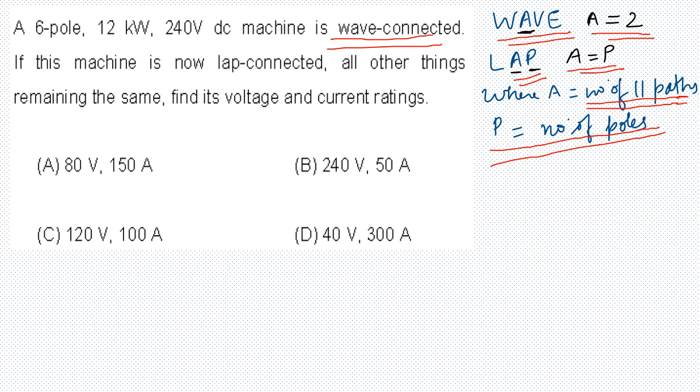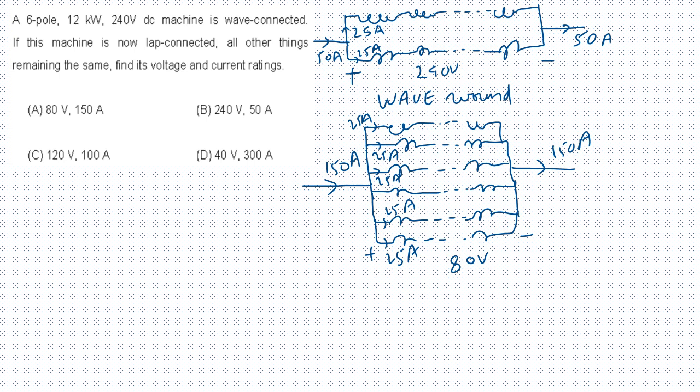So let us proceed and solve this question now. First we are going to find the current rating. Power equals V into I, so voltage into current. This is in kilowatt, so in watts it is 12 into 10 power 3 over 240, which is equal to I. When you calculate this current, it comes out to be 50 amps. These calculations are for the wave connection, so for wave you are getting 50 amps as the current.